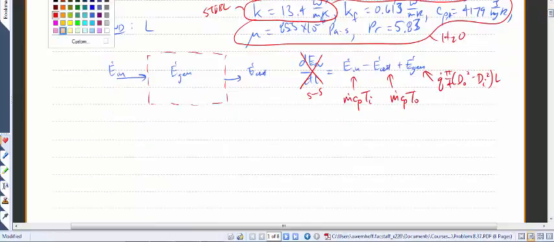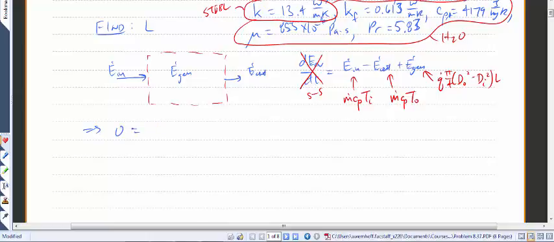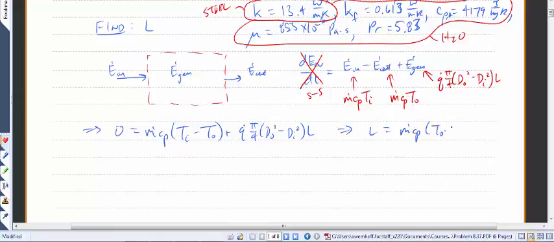This allows us then to calculate out what L is. So we say 0 is equal to m dot c sub p times (Ti minus To) plus q dot pi over 4 (dO squared minus di squared) times L. And therefore, L is equal to m dot times c sub p times (To minus Ti) all over pi times q dot times (dO squared minus di squared). I'll move the 4 up to the numerator.